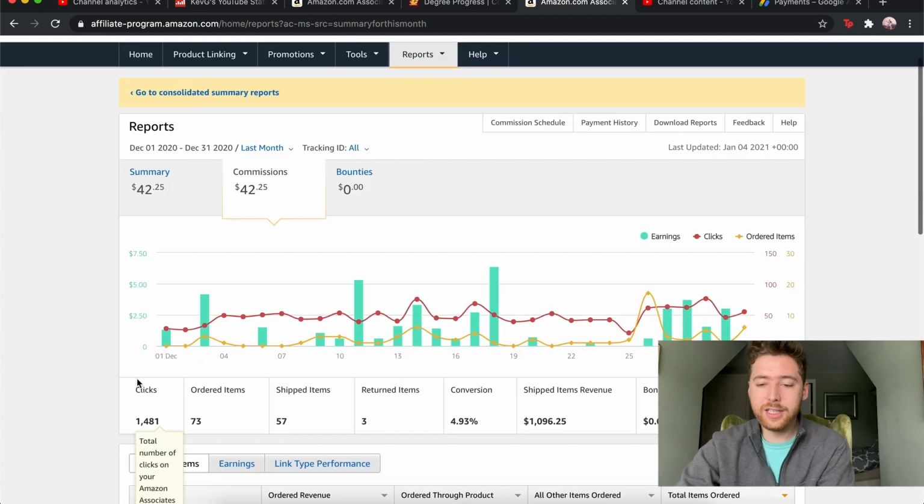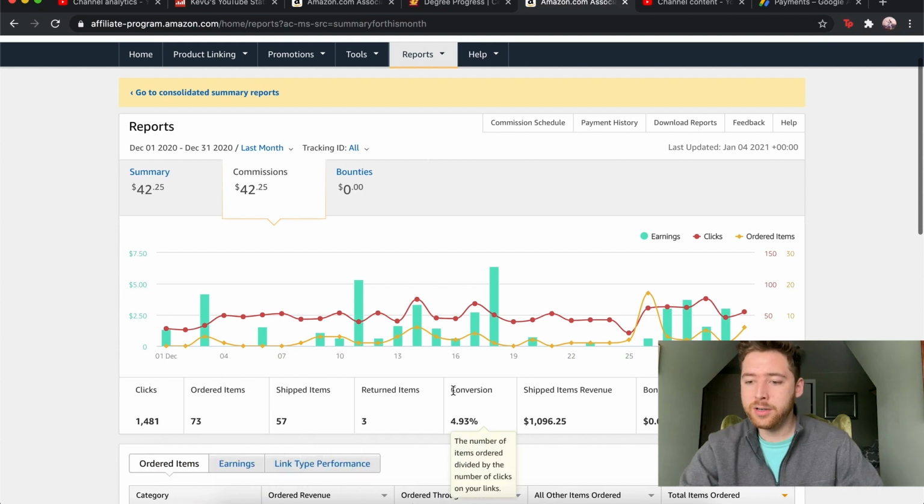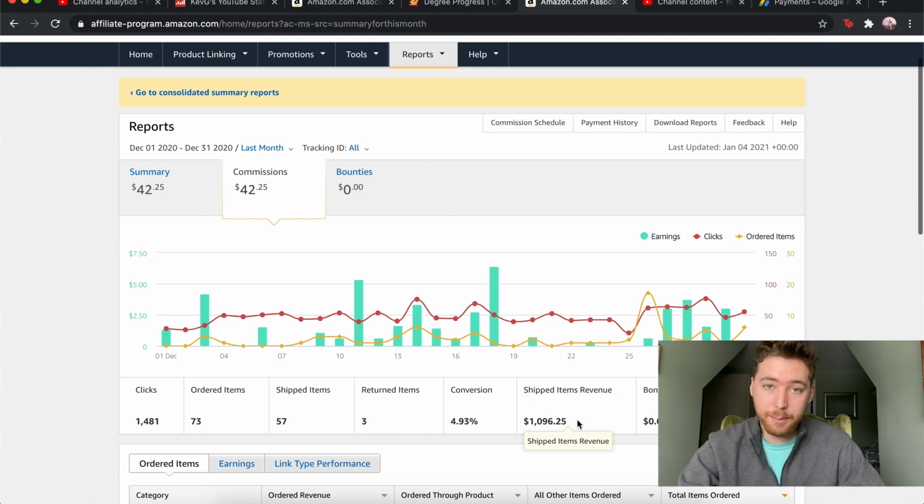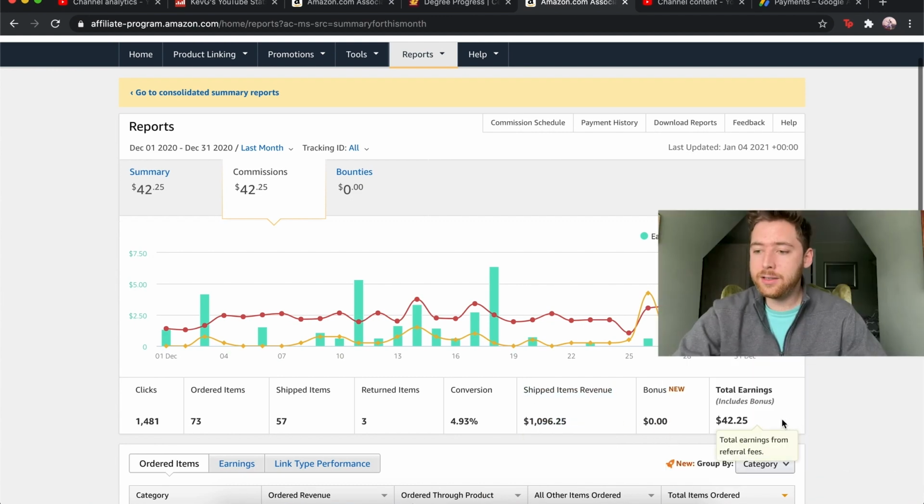So as you can see, all December, people clicked on my links 1,481 times with 73 orders. Conversion percentage is usually around 5, that's about average. $1,000 in revenue, that is not how much I made though. The earnings, $42.25. So the shipped items revenue is the full amount of what people bought, and the earnings is my percentage. So that's around 4%, which is pretty average for this. I don't want to bore you guys with that sort of stuff though. So the important part is $42.25 in 1 month just using the Amazon affiliate links.